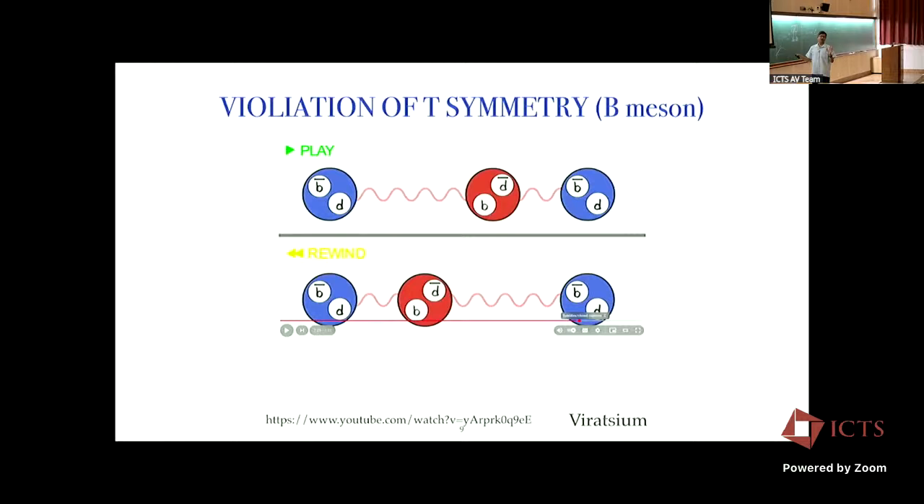So the law is that it goes from this B bar D to B D bar in a longer time. But in the reverse movie, B bar D to B D bar is a shorter time. So we can say that this is a fake movie. So that means time reversal symmetry is broken in this experiment. And this is a very important fundamental experiment.